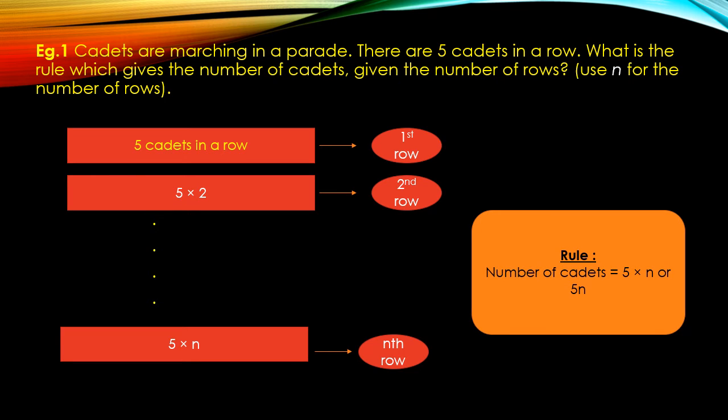Now cadets are marching in a parade. There are 5 cadets in a row. What is the rule which gives the number of cadets given the number of rows? Use n for the number of rows.